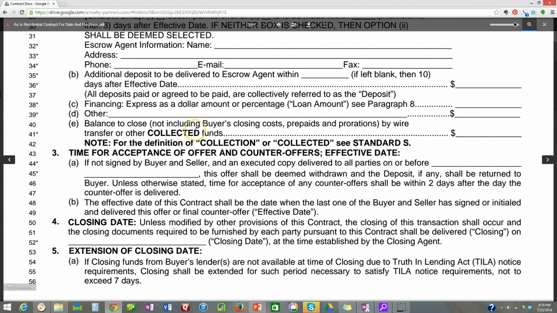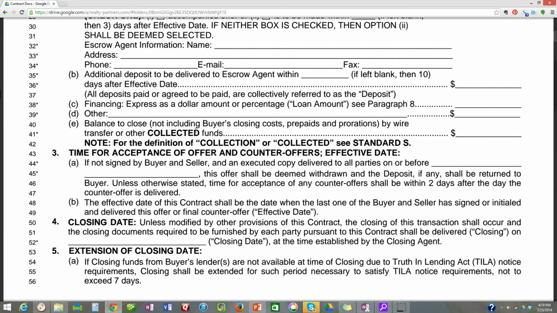There also has been a lot of confusion in the past. Can I bring a cashier's check? Collected funds are actually defined under standard S in the back of the contract. Collected funds are either checks, including cashier's checks, which are good funds but not collected funds. So they're either checks that have cleared the Federal Reserve System, or a Fed wire, or physical cash for that matter. But it has to be collected funds.